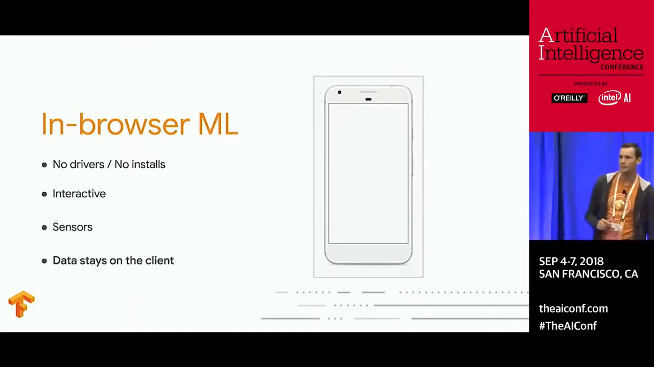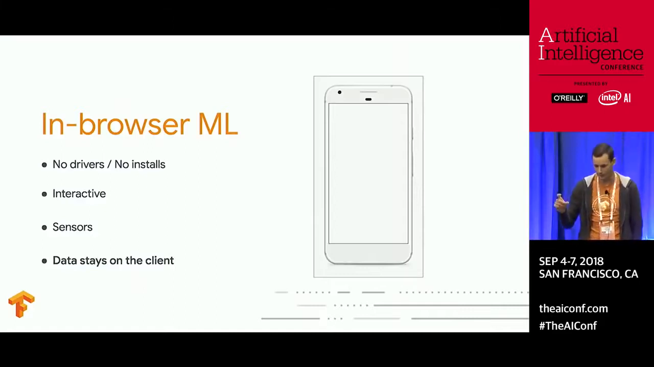The other great part about doing ML directly in the browser is it's a good privacy use case. You don't have to send any user data over the wire over an RPC to do inference behind the scenes in your infrastructure. You could actually just do that directly on the client.